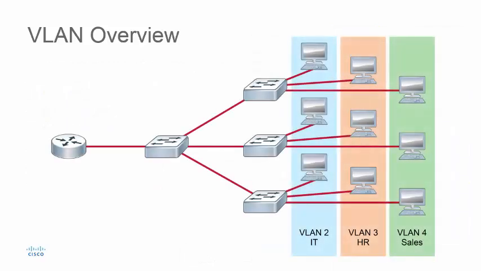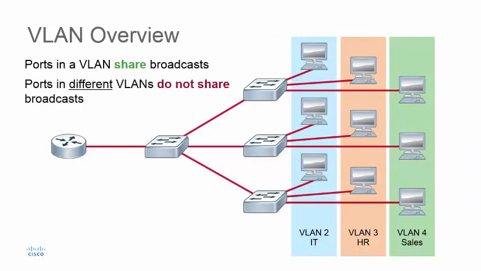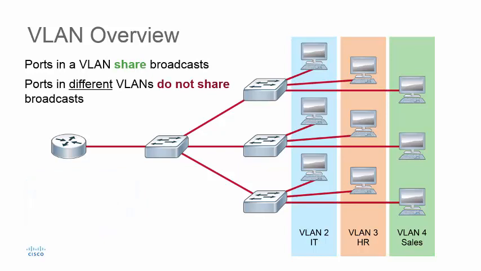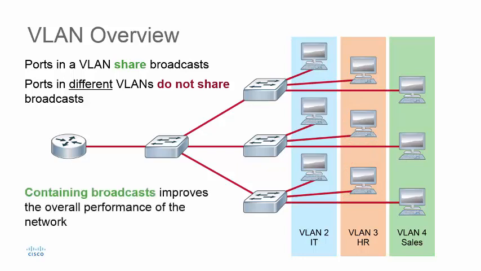Ports in a VLAN share broadcasts, but ports in different VLANs do not. And what does this mean? Well, this means that if some workstation in VLAN 3 sends a broadcast, only the other devices in VLAN 3 will be able to see this broadcast packet. And this is a good thing. Containing broadcasts in a VLAN improves the overall performance of the network.